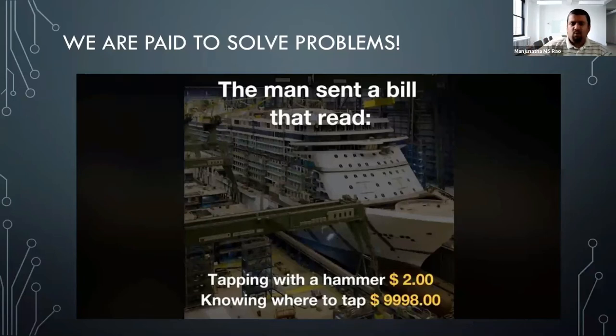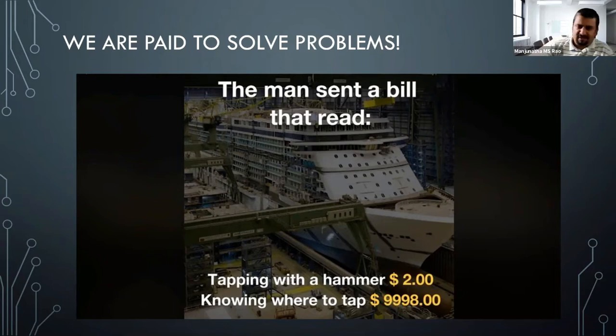And everybody was, oh wow, this guy is so experienced, and wow, this guy is really a nice problem solver and all the stuff. And the head of the company asked him, okay, how much do you charge? He said $10,000. It's like, what are you talking about? Why are you charging so much? You just took a hammer and hit on a corner.